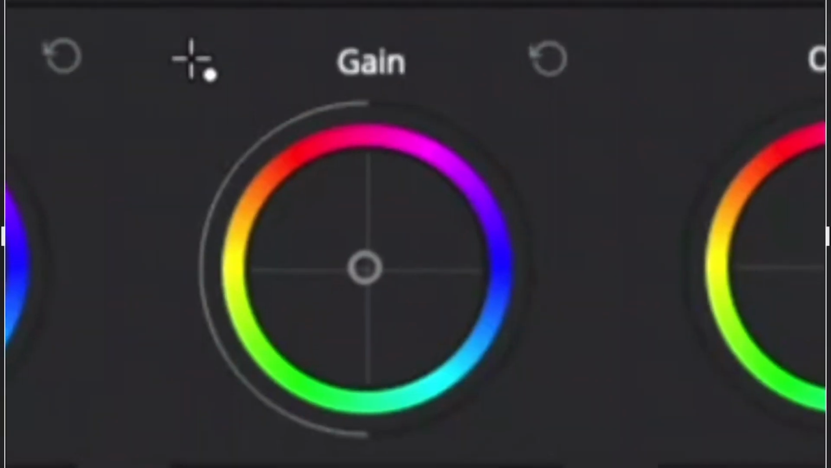If you take a look at any color wheel, you'll notice something very interesting. You have the blue side to the wheel, you have the red side to the wheel, and you have the green side to the wheel. However, you also have yellow in the wheel, so you can make the image yellow. You have cyan, and you have magenta.